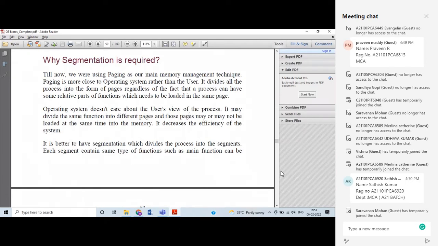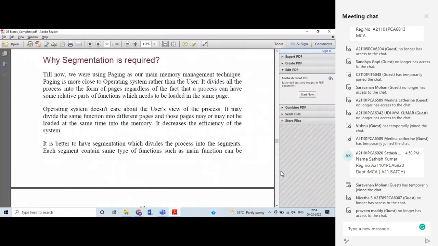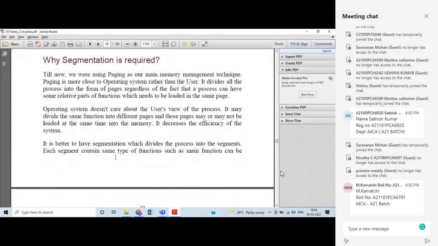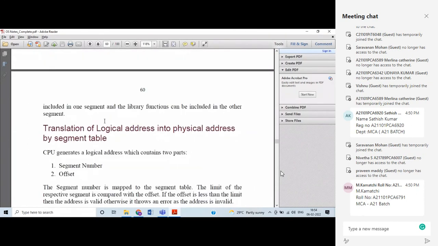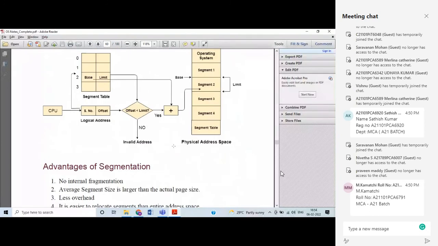Here, the operating system does not care about the programmer's view. It may divide the same function into different pages, and those pages may or may not be loaded into memory at the same time. If it divides and does not load them at the same time, it decreases the efficiency of the system. It is better to have segmentation, which divides the process into segments. Each segment contains the same type of functions, such as the main function in one segment, and a library function can be included in another segment.